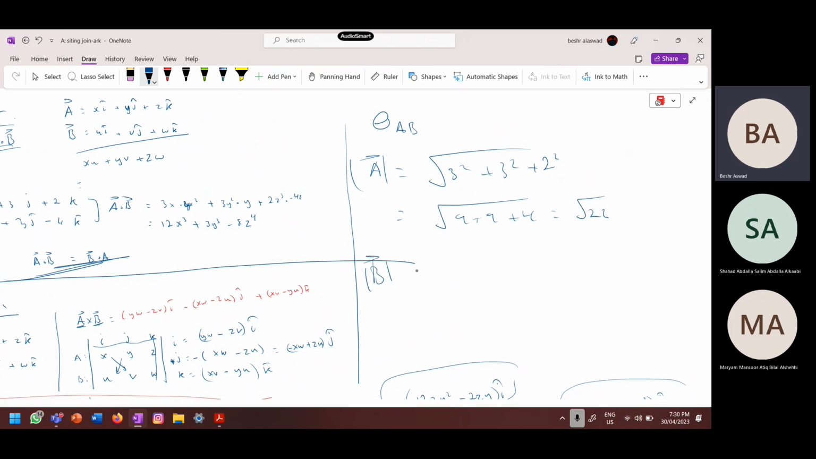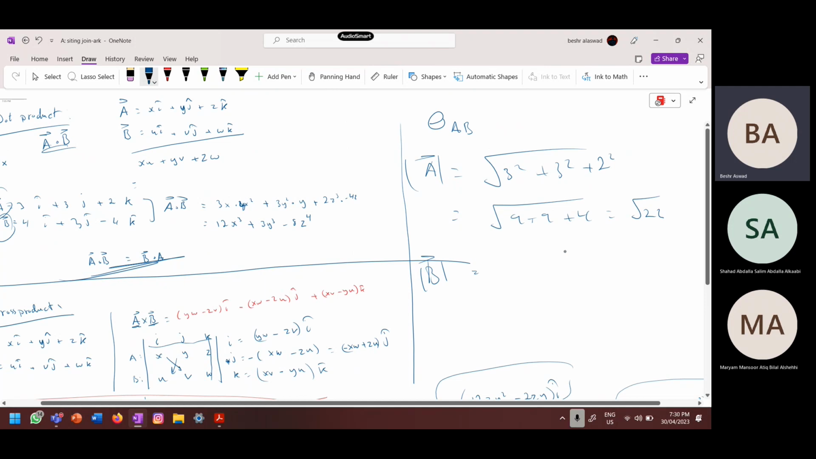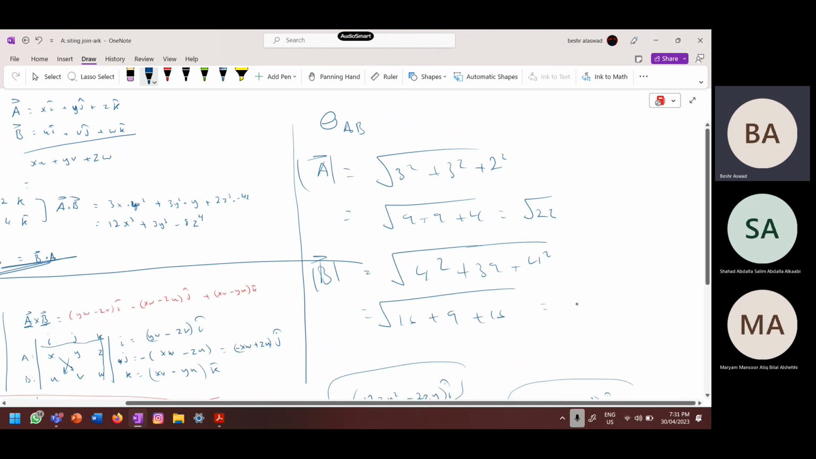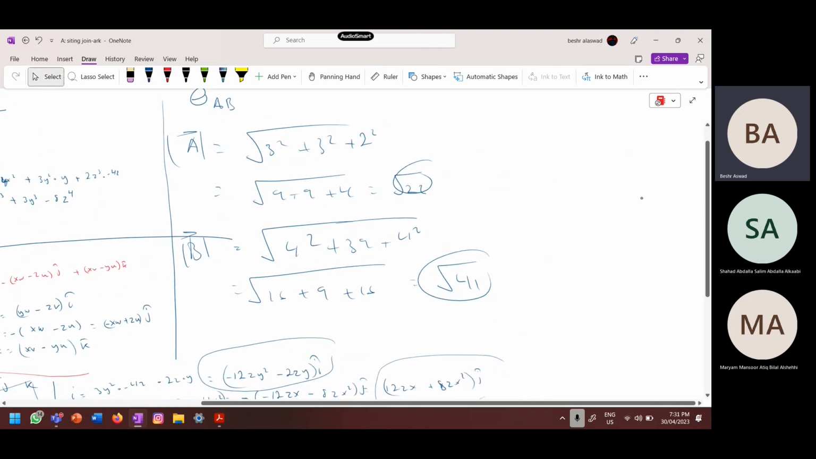As for B, you'll get the square root of 4 squared plus 3 squared plus 4 squared. This will give you the square root of 16 plus 9 plus 16, which is the square root of 41. Okay, these are the magnitudes of A and B.